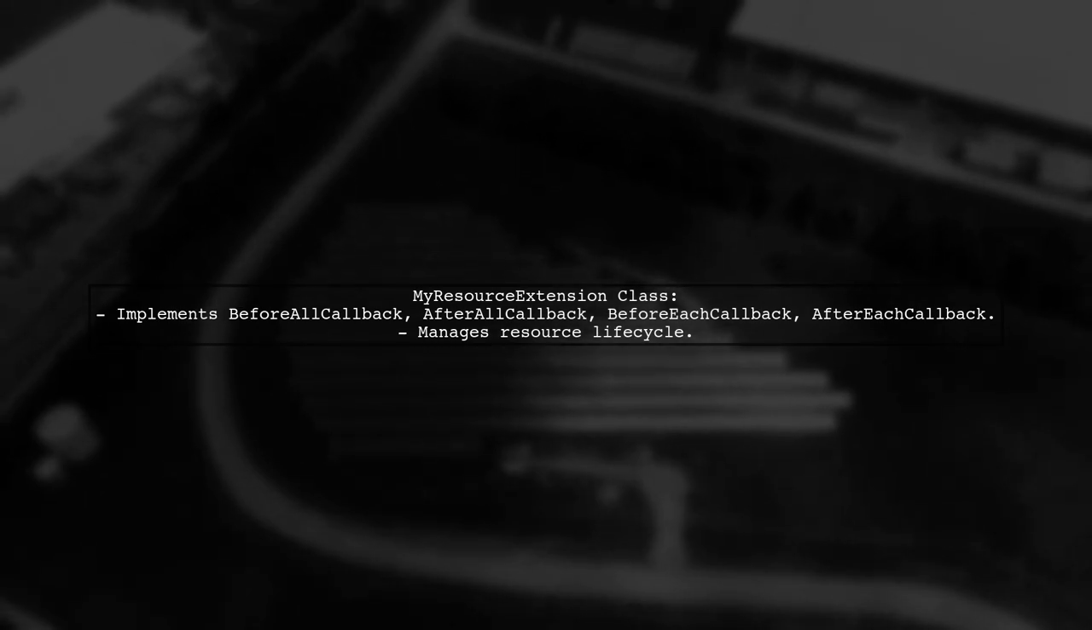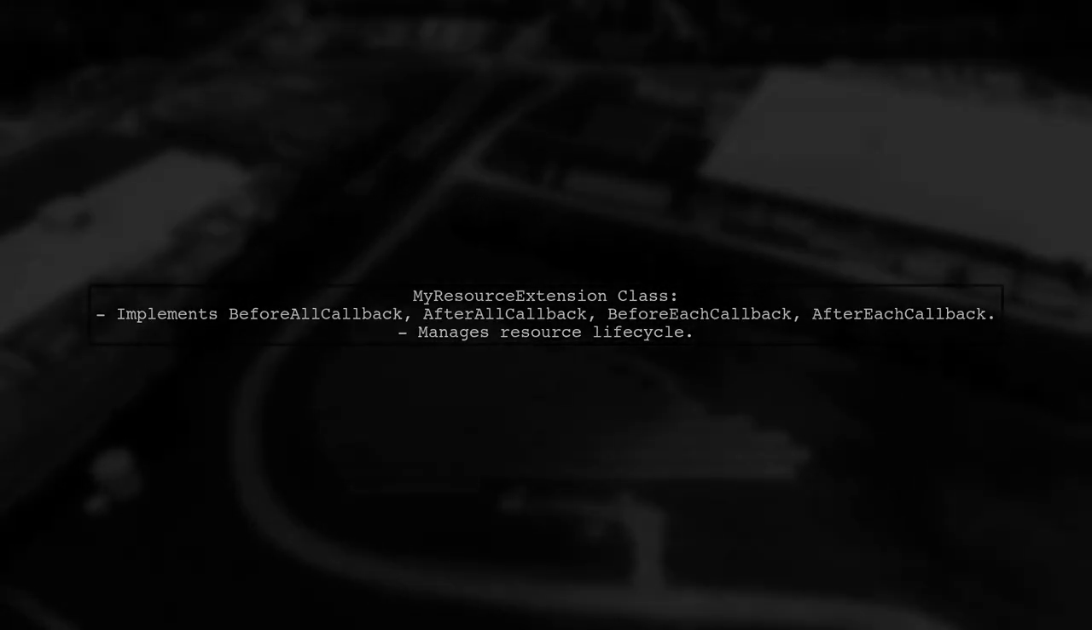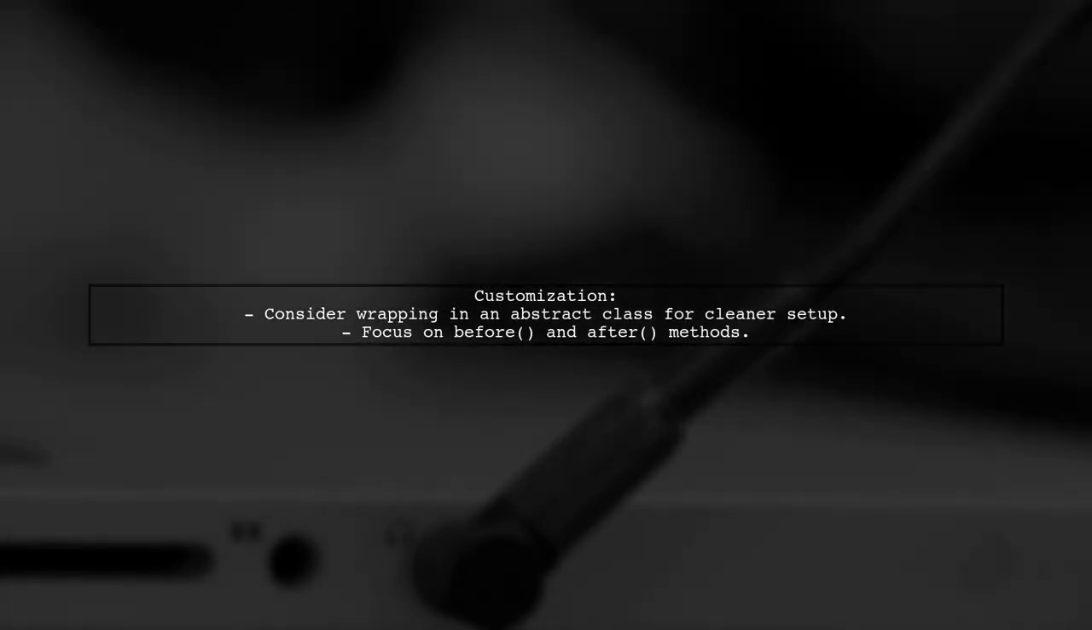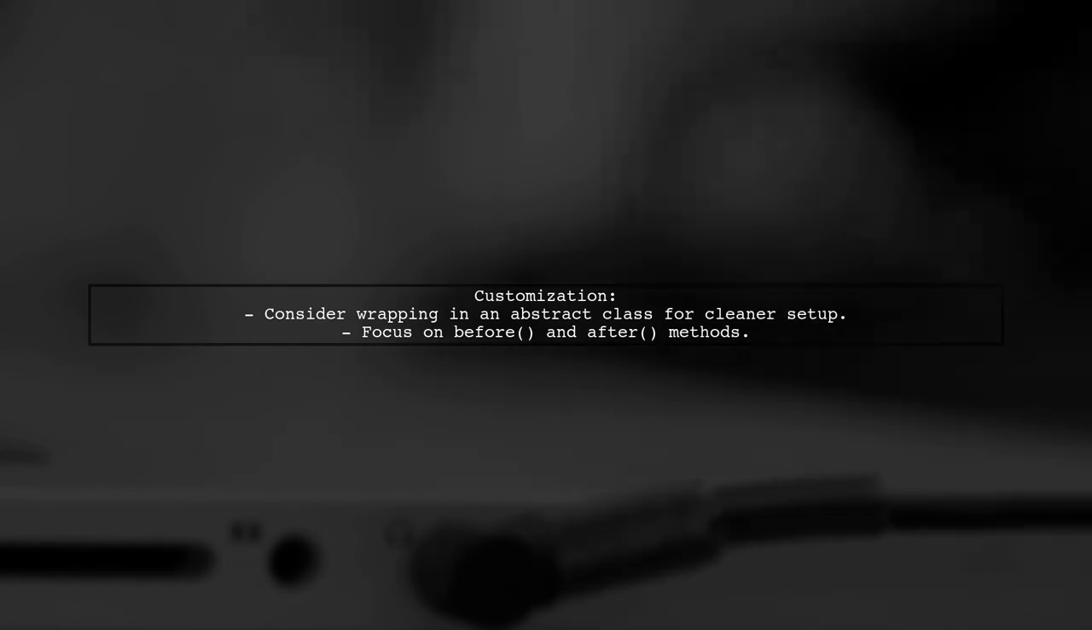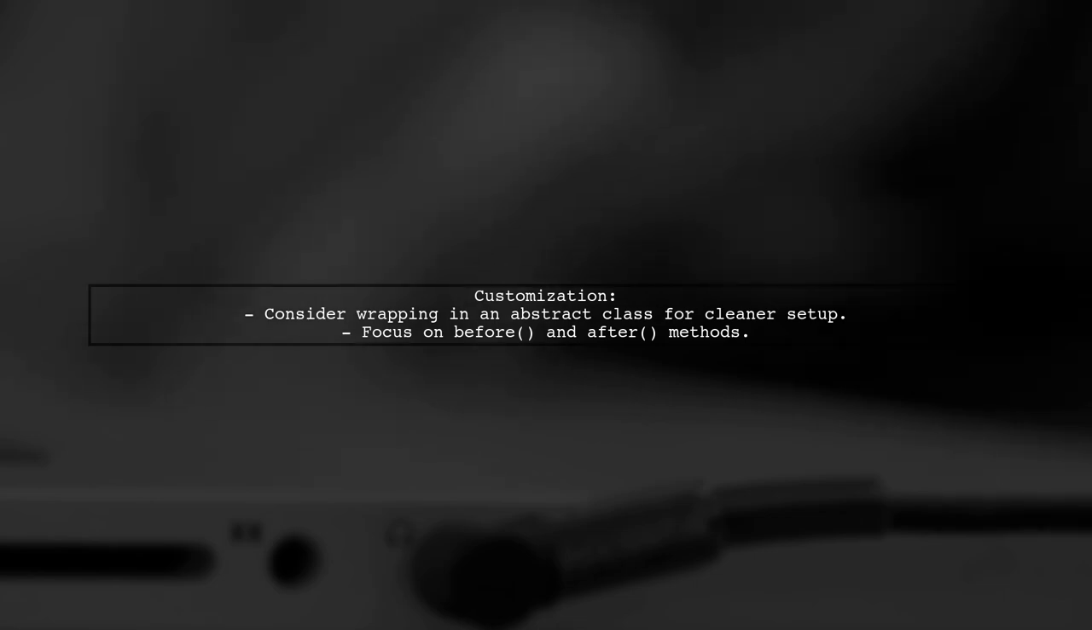The MyResource extension class implements callbacks for setup and teardown. It manages resource initialization and cleanup based on reference counts. You can customize the MyResource extension further by wrapping it in an abstract class for cleaner code, but this example keeps it simple.